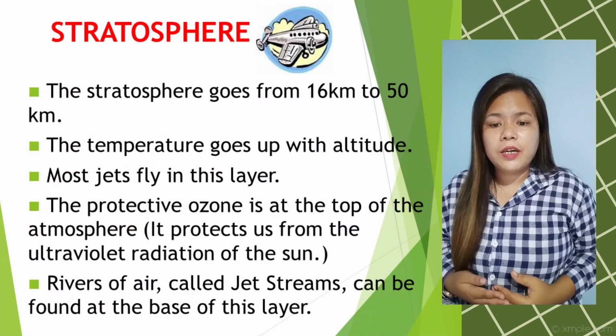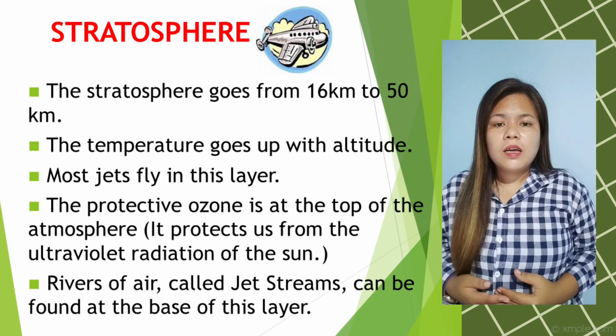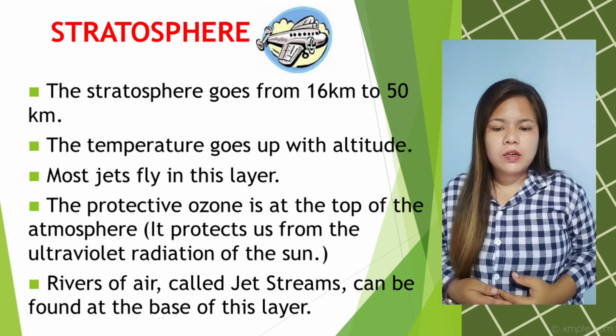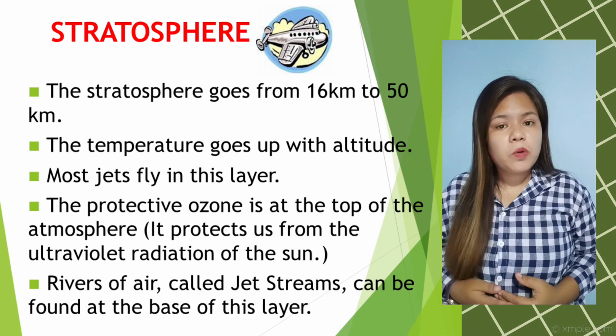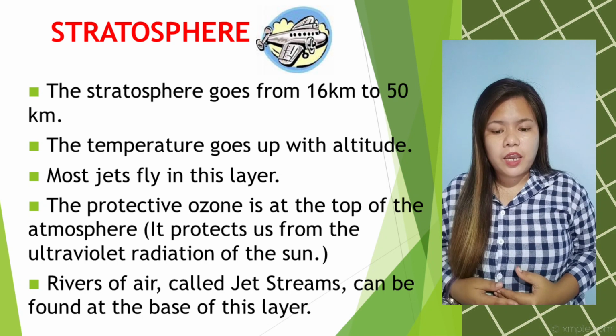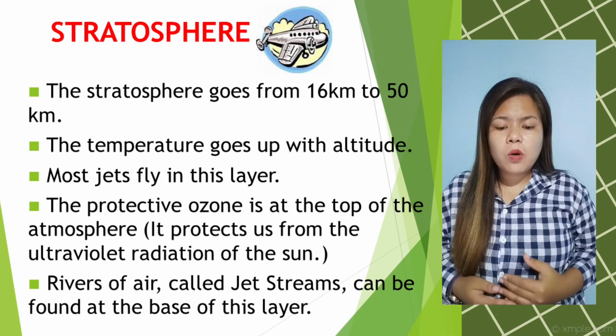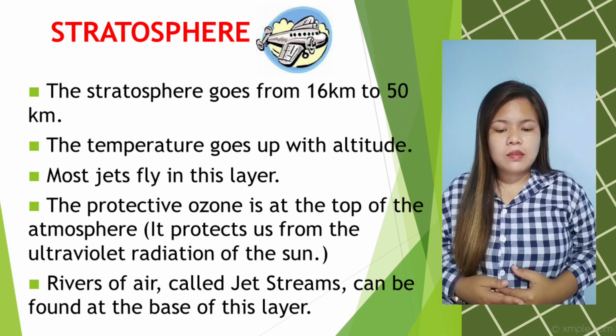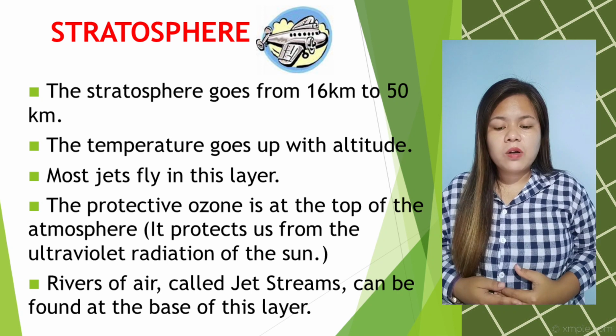The second layer is the stratosphere. The stratosphere goes from 16 km to 50 km. Its temperature goes up with altitude. And then most jets fly in this layer. The protective ozone is at the top of the atmosphere, and it protects us from the ultraviolet radiation of the sun. Rivers of air called jet streams can be found at the base of this layer.